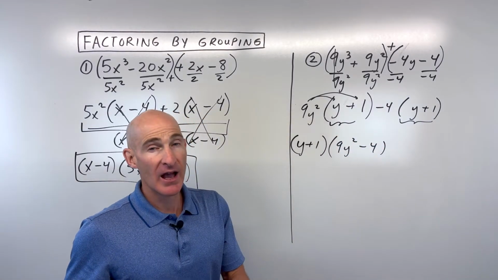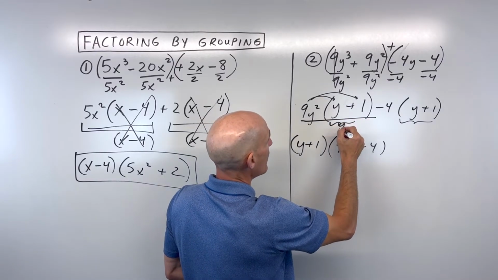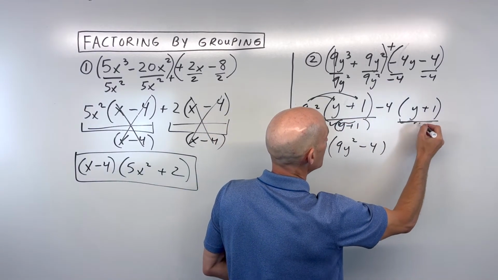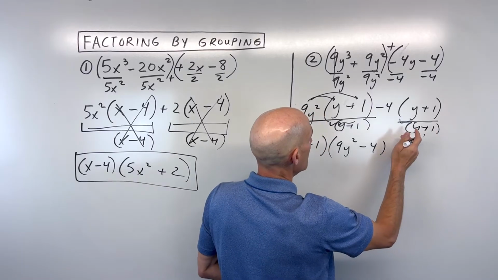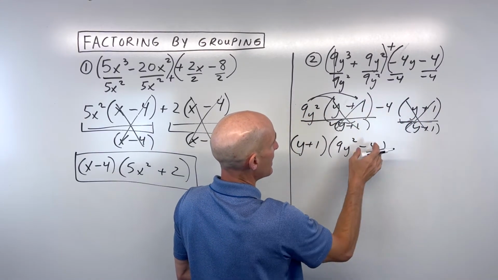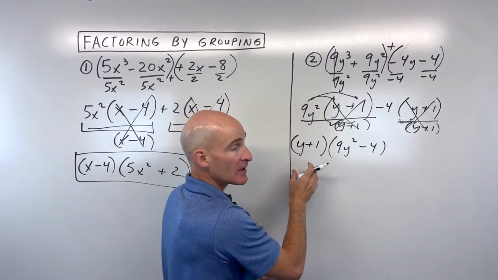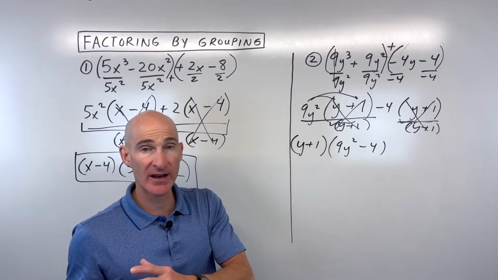Now, you might like to do it like I was doing these previous ones where you're saying I'm dividing by y plus 1, I'm dividing by y plus 1, and then you can see how this is canceling, leaving us with the 9y squared minus 4. But what happens to the y plus 1? It comes out in front. It's like we're factoring it out.